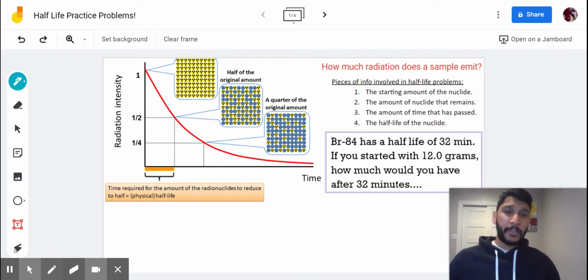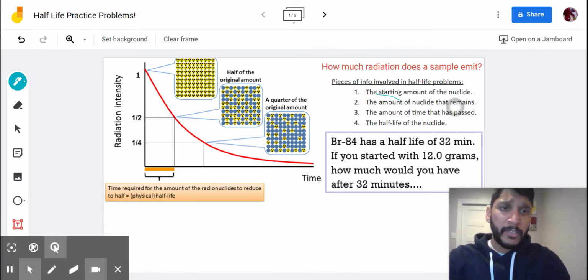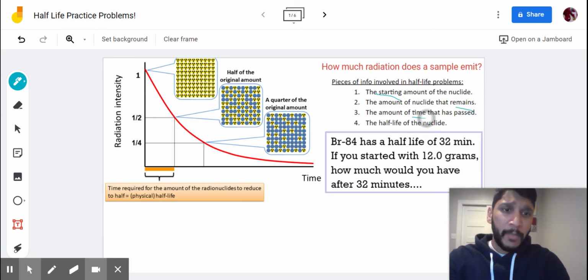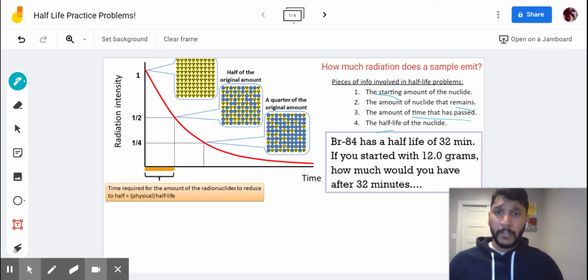So today what we're going to look at is half-lives and just how long it takes for samples to decay and just how much radiation is given off. So that's kind of the key points with half-lives. Some pieces to keep track of are the starting amount, the amount that remains, the amount of time that has passed, and what the specific half-life is for that radioactive substance.